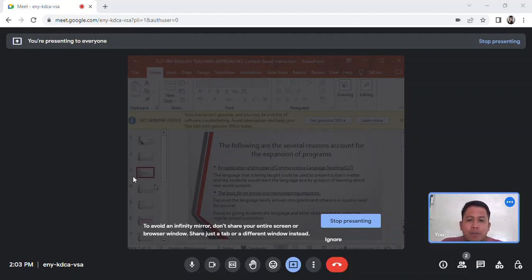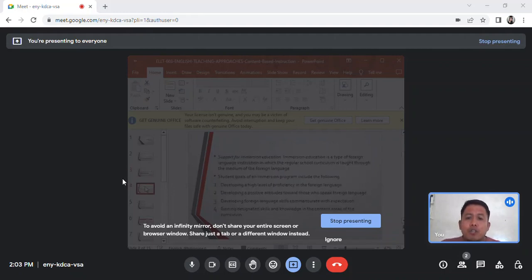Just say, for example, if you have new students, immigrant students, they need to study the second language for them to survive. Next is focus on giving students the language and other skills needed to enter the regular school curriculum. Next is the support for immersion education. Immersion education is a type of foreign language instruction in which the regular school curriculum is taught through the medium of the foreign language.